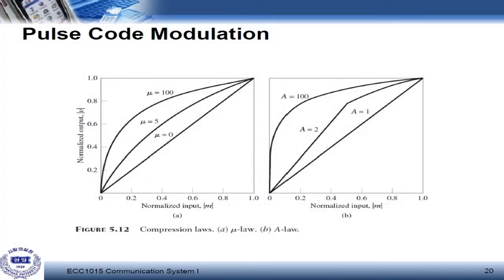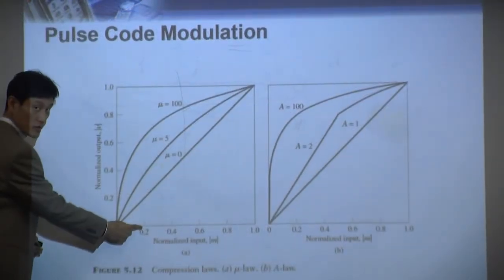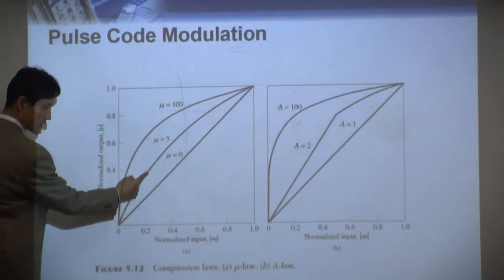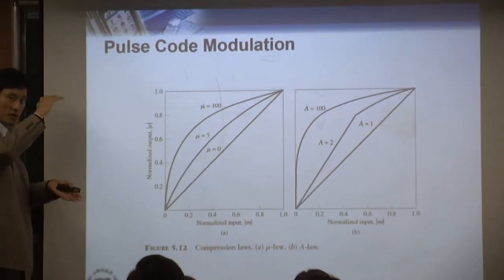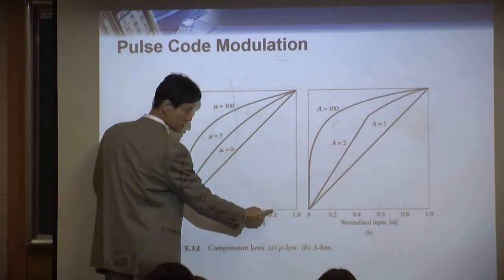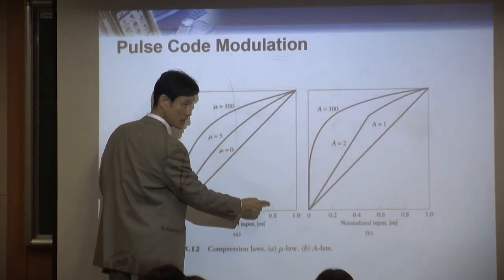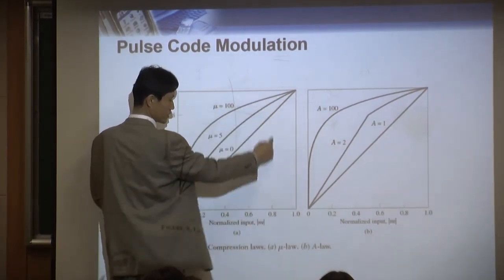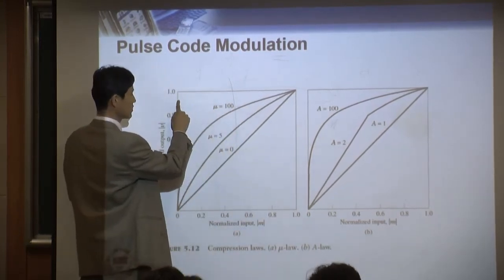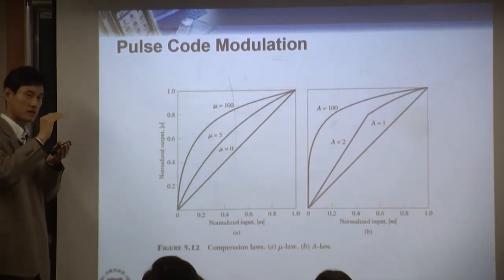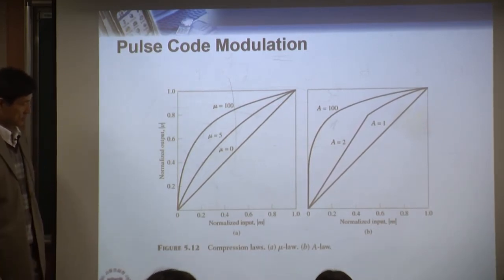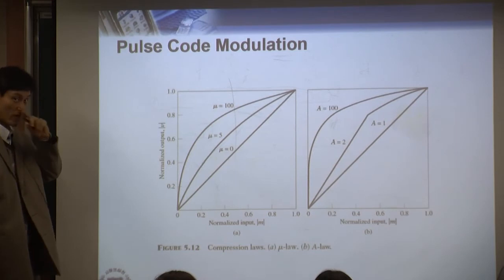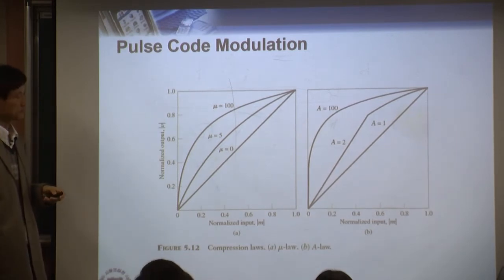When the input sample is 0.2, let's say your input is very small, the output is going to be 0.65. So the output is going to be bigger. If your input is 0.8, then based on this, your output is like 0.9. So it's only a little bit increased. But that's how this compression law works. That's how this graph looks.